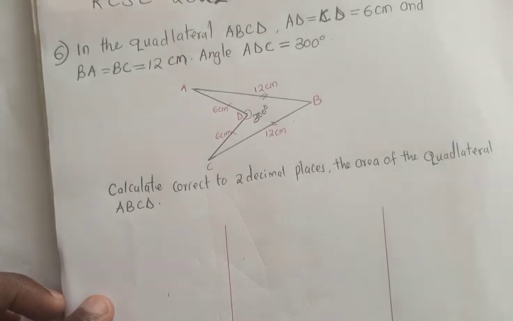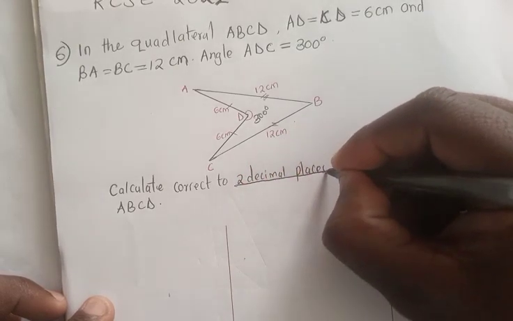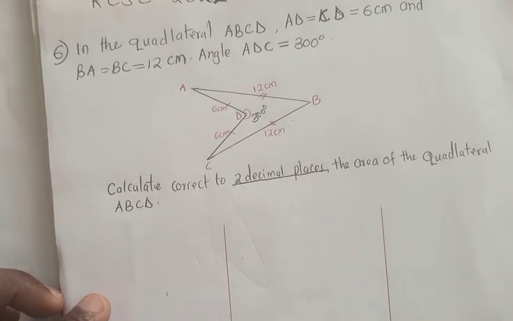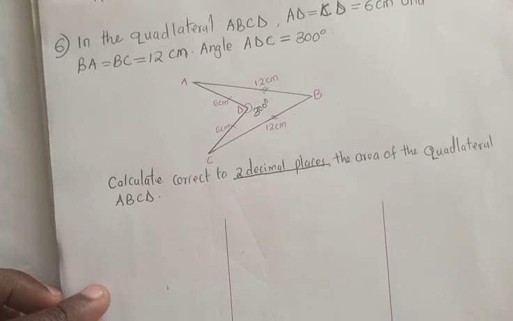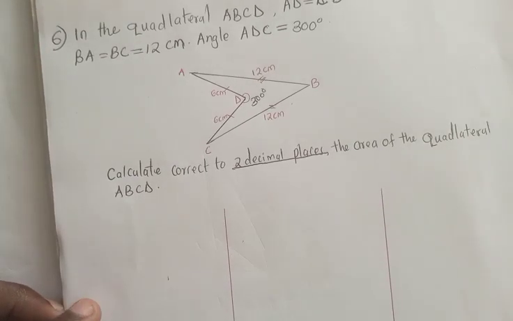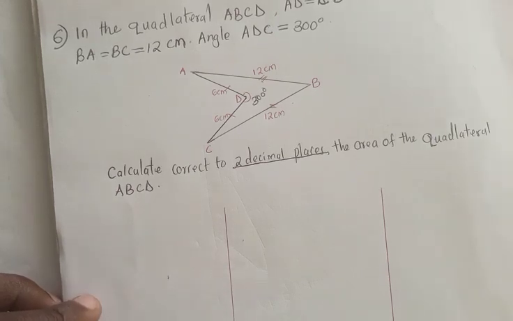You first underline the words correct to 2 decimal places. Underline 2 decimal places so that you cannot forget to give your answer in 2 decimal places. Now, what does the question require us to do? It requires us to identify the quadrilateral. Is it regular? By regular, I mean is it a square, rectangle, rhombus, parallelogram?